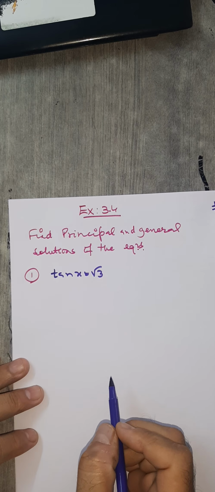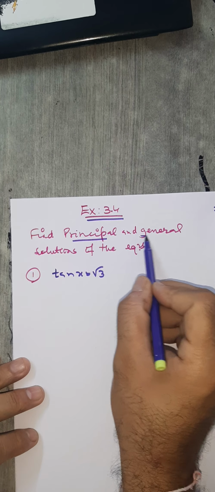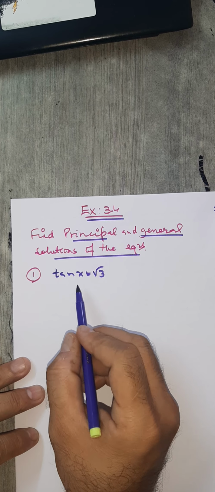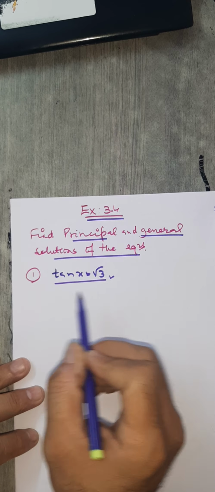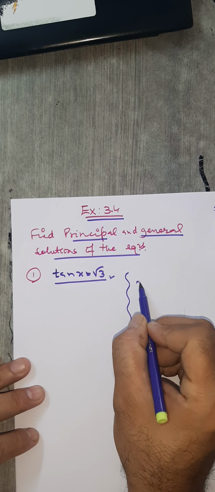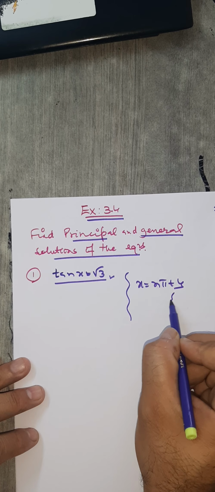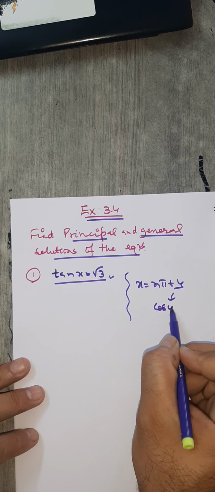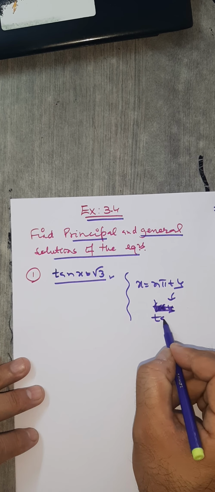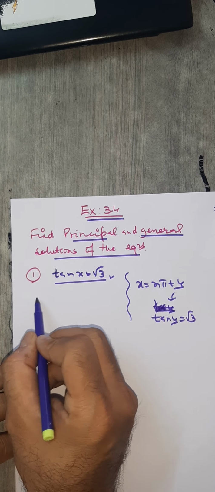So now we go to exercise 3.4. Find principal and general solutions of the equations given below. First equation is tan x equals root 3. So you just recall the general solution, x equals n pi plus y. What is this y? For which tan y should be root 3. That's what you need to do.